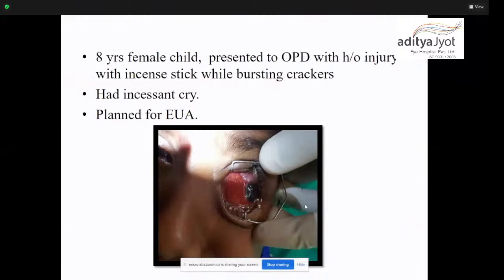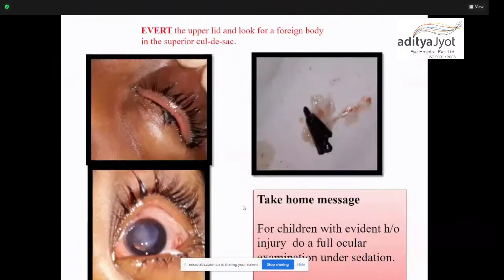So most important point is you always have to invert the lid, ask about the history, see what is the inciting factor. Now this was a case which presented to us during Diwali season, with a history of bursting crackers, and then there was no cracker injury directly, but there was an incense stick probably, and the patient had an incessant cry.